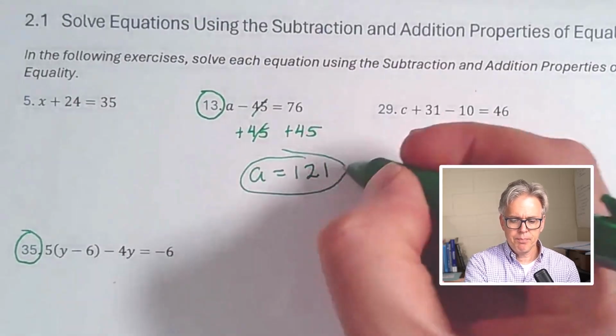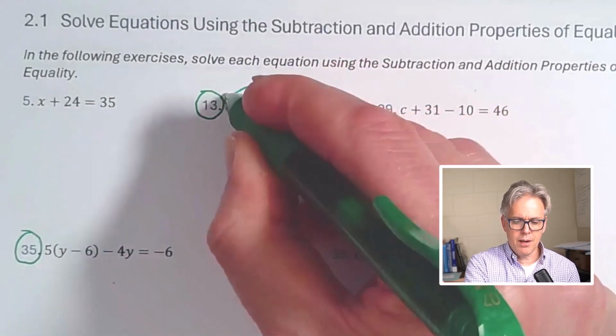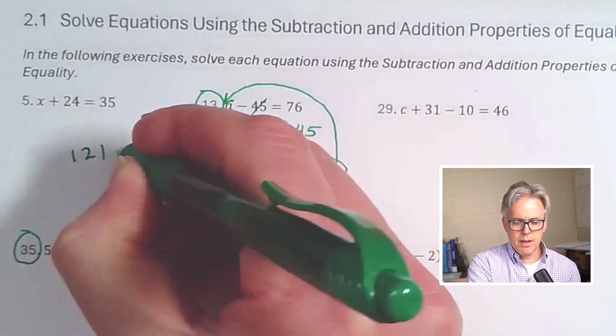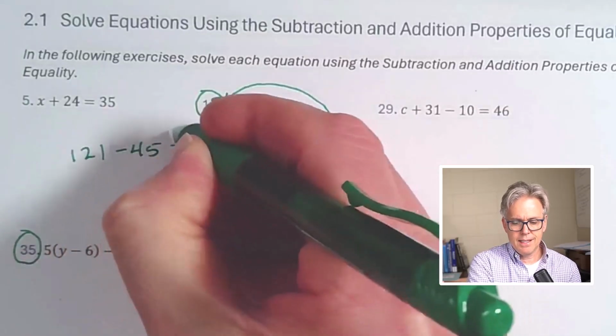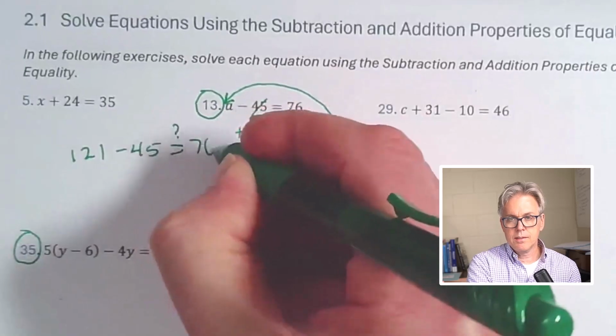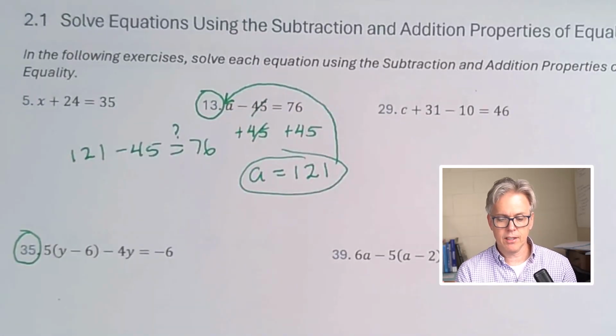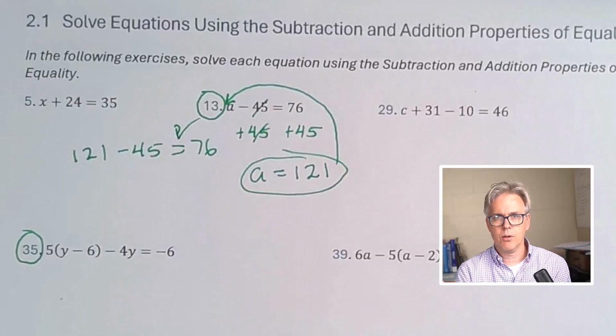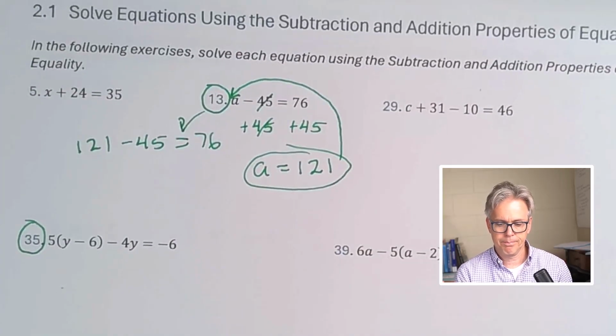So let's check this one here. I'm going to take that 121 and pop it right in for a. And so I'll just do it over here. So 121 minus 45, is that equal to 76? You can use a calculator if you need to, or just do it by hand, and it is equal to 76. So we know that we have done this one correctly.